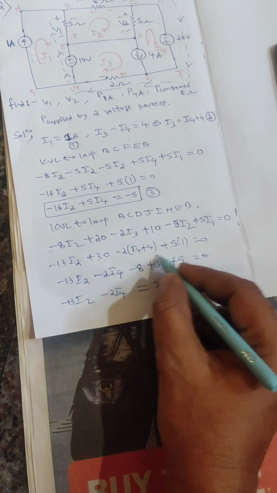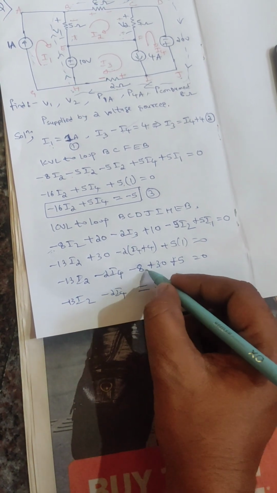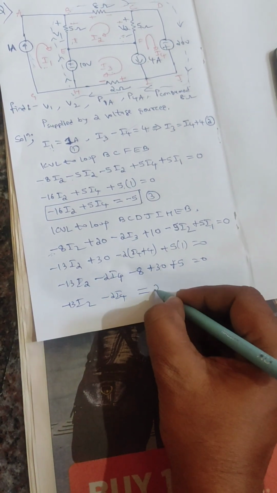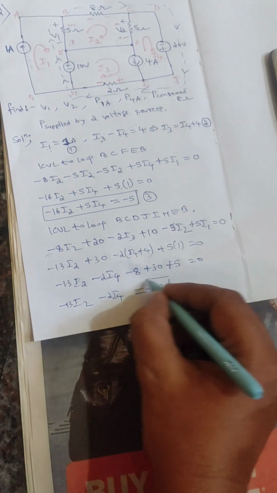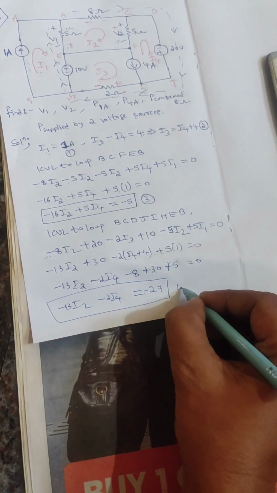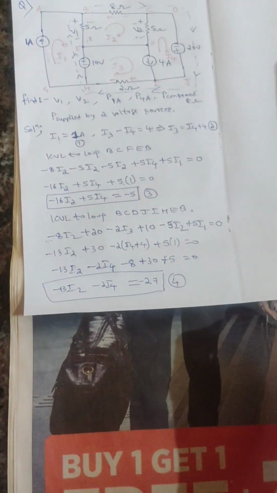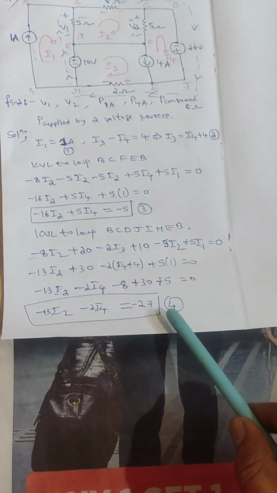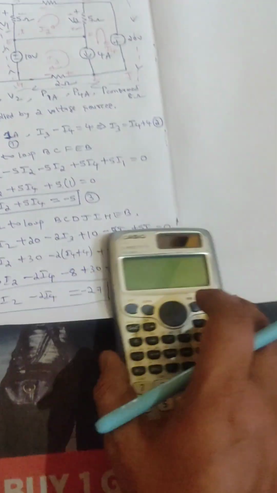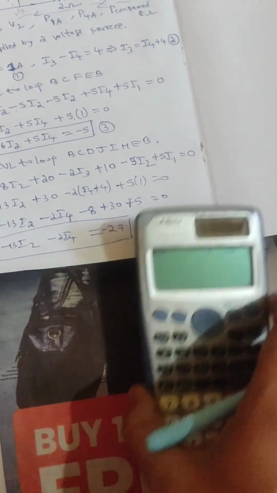You will get 30 plus 5, 35 minus 8 is 27. Plus 27, if I take it to the right side, it becomes minus 27. Take this as loop equation number 4. Now, solve equation 3 and equation 4 using the calculator. Let's see what we get.